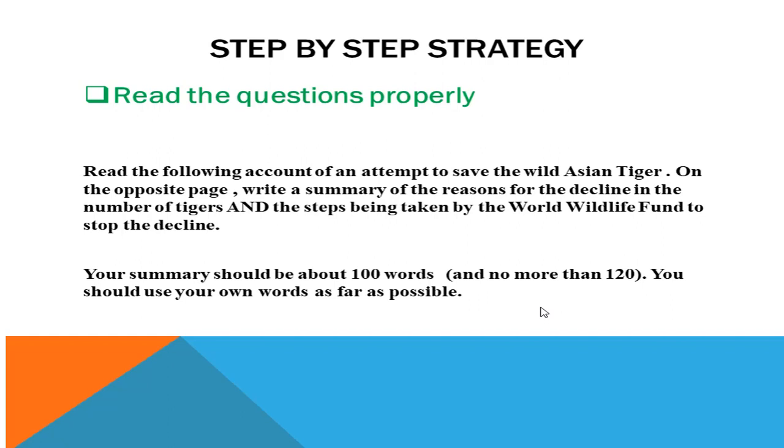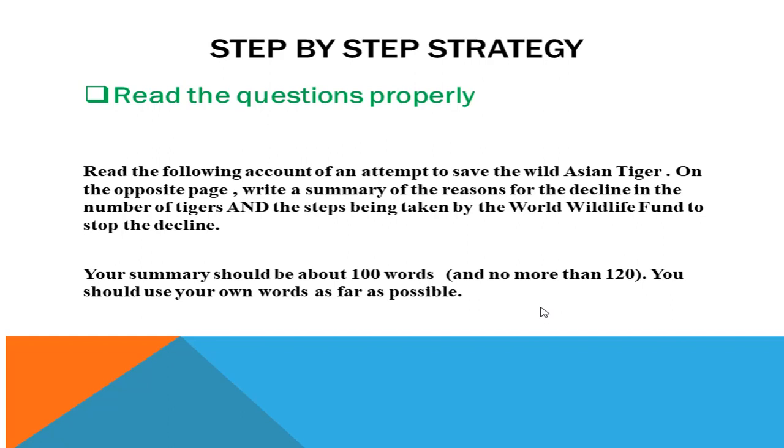The first step for this is to read the question properly. So one example is given here. Read the following account of an attempt to save the wild Asian tiger. On the opposite page, write a summary of the reasons for the decline in the number of tigers, and, very important, the steps being taken by the World Wildlife Fund to stop the decline. Your summary should be about 100 words and no more than 120. You should use your own words as far as possible.